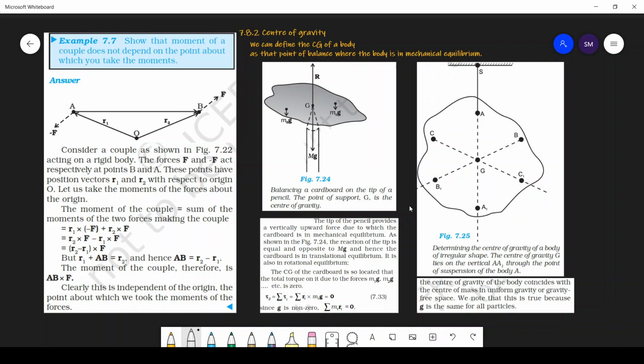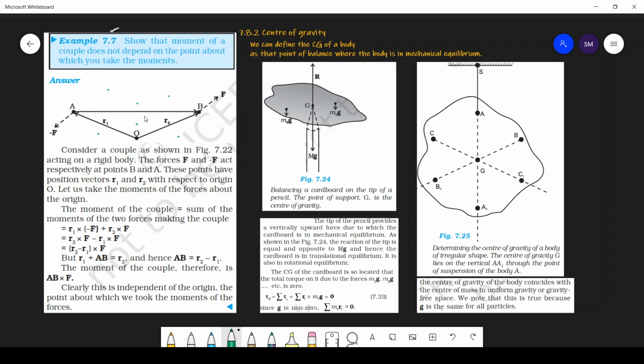Now, let us see example 7.7. So 7.7, you can see this figure. We have to show that the moment of the couple does not depend on the point about which you take the moments, so where you are taking the torque. So suppose this O is the origin here. This O can be anywhere. Can be here, can be here, can be here. O can be anywhere. Okay? But it is not going to have any impact on the moment of the couple.